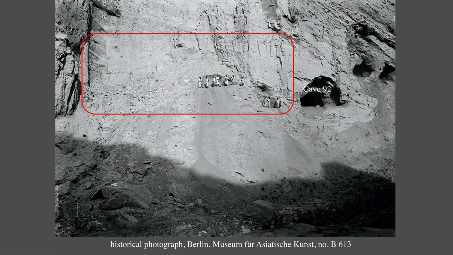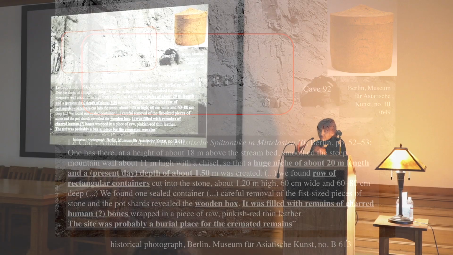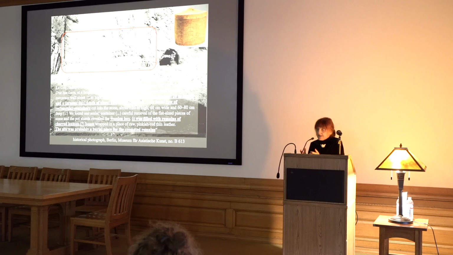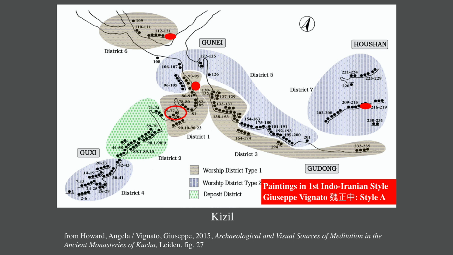So 92, and on the side of that, a historical photograph. No time to read it again, but what Lecoq describes on this expedition at the beginning of the 20th century was a huge niche of about 20 meters length, and the present-day depth was not so long, and that was for containers, and in these containers, these urns, well, ashes have been discovered. So also here in cave 92, again we have this, together with corpses, together with places for urns, but the connection is there.